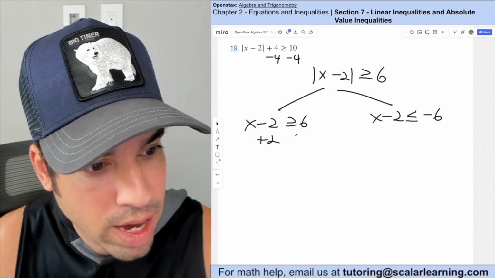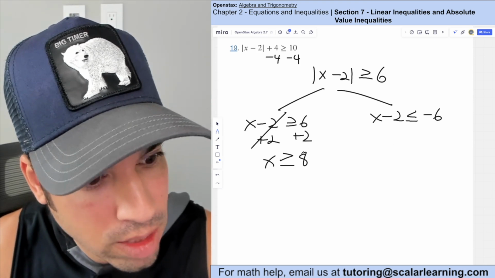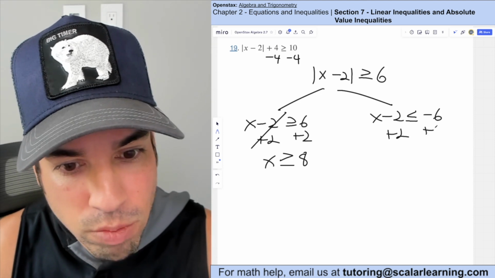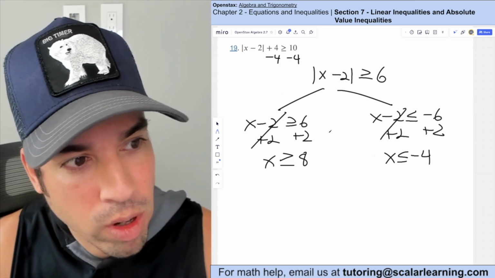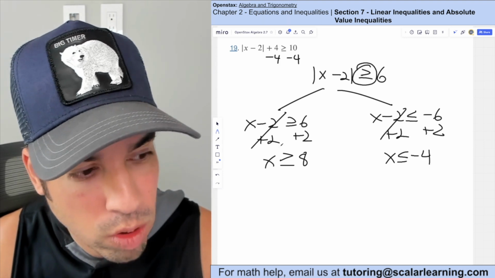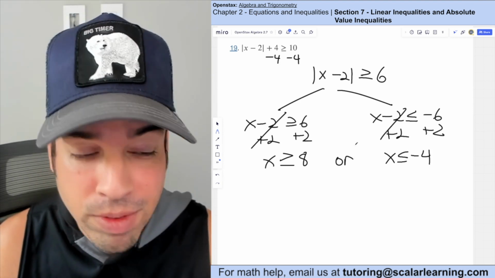And then we solve, add 2, boom, and we get x is greater than or equal to 8. Here we're going to add 2, boom, boom. x is less than or equal to negative 4. Again, we started with greater than once we were isolated, so that means this is going to be an "or" situation involving a union.